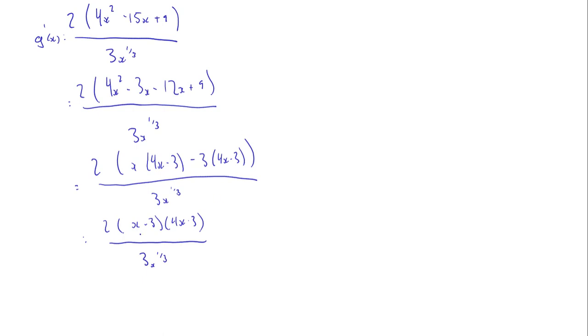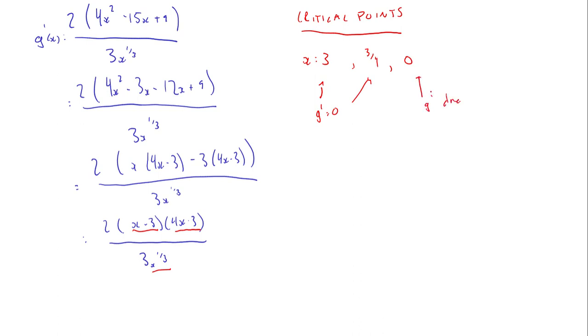Okay, all that to say, it's pretty easy to find my critical points now. My critical points are 3. That's where this factor is going to be 0. Then I've got 3/4. That's where this factor is going to be equal to 0. And then I've got 0. That's where this denominator is equal to 0. So these are 2 spots where g prime is equal to 0, and this is one where g prime does not exist.